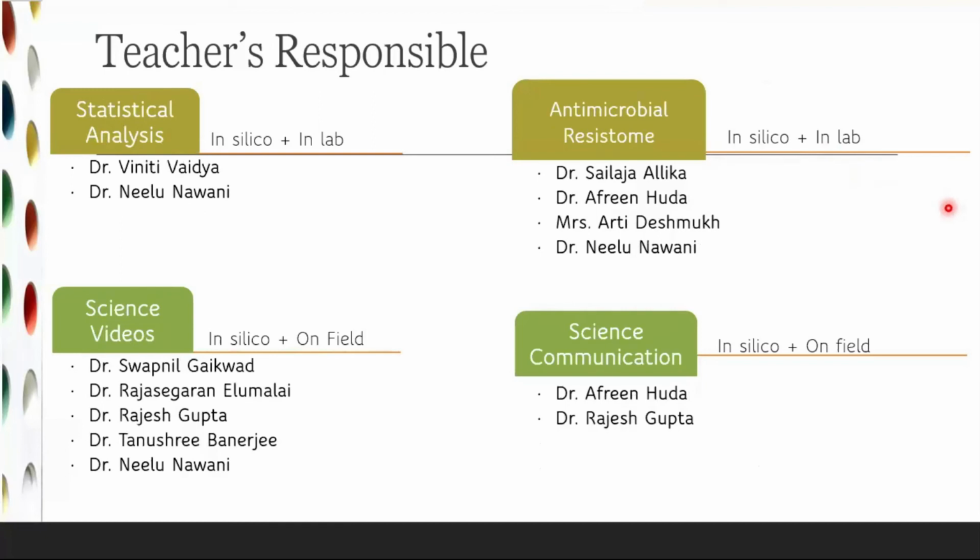You have statistical analysis, antimicrobial resistance, science communication, science videos, which can again be done in silico, on field, or in lab. So what we are thinking is that you should be able to do in silico work at least 50% to 75%, and in lab or on field work again 25 to 50%. That would depend on the situation that prevails, because there is a lot of uncertainty, so we cannot predict the situation right now. So we are planning to offer projects where you would have at least 50% online work and 50% in lab or on field work, which can be, of course, flexible.